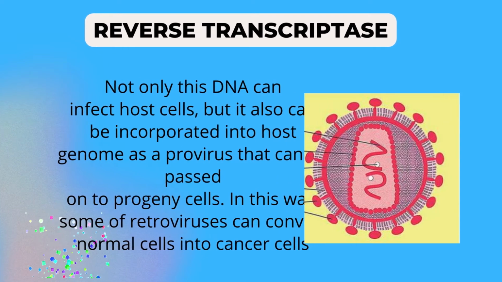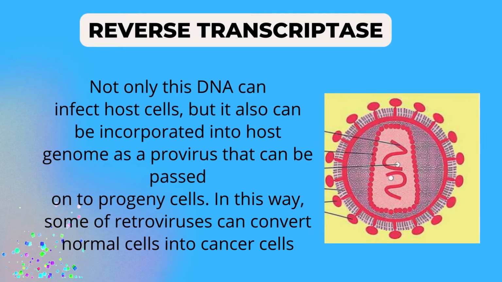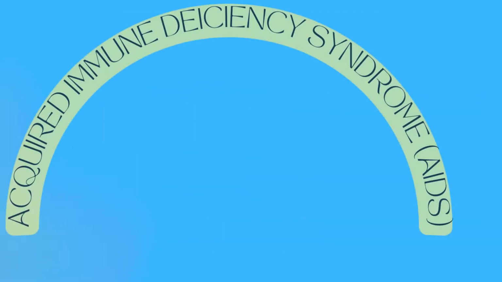With reverse transcriptase, this DNA can infect the host cell, but it can also be incorporated into the host genome as a provirus that can be passed on to progeny cells. In this way, some retroviruses can convert a normal cell into a cancer cell. How? Because of that enzyme which converts RNA into DNA, that DNA enters the host genome and lives there as a provirus, passes on to progeny and divides with the cell. In this way, it converts a normal cell into a cancerous cell.